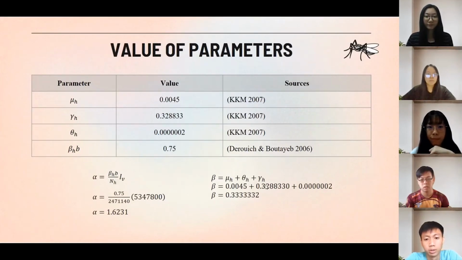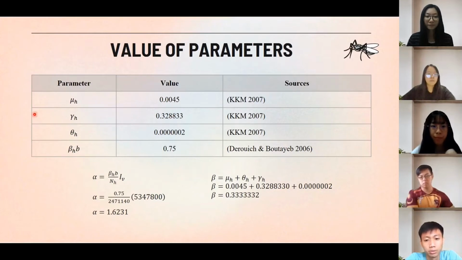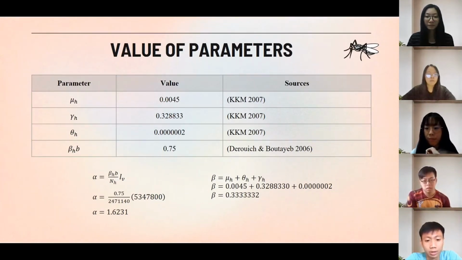So for the values of parameters over here, we have 4 parameters, and we got their values from 2 of the sources over here. And then we can calculate the value of alpha by using the values above and also the value of beta.